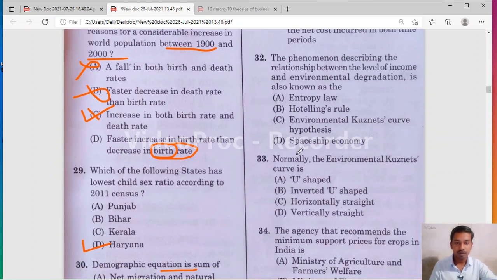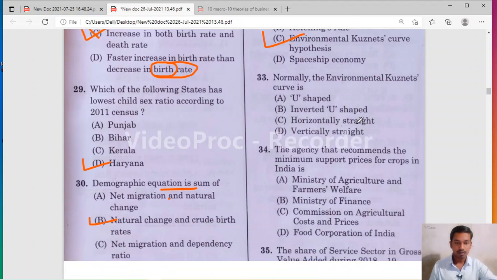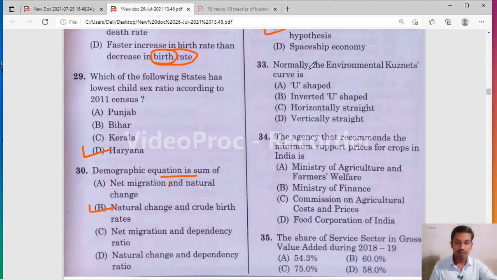Question number 32. The phenomenon describing the relationship between level of income and environmental degradation is also known as the option A, entropy law. Option B, Hotelling rule. Option C, environmental Kuznets curve hypothesis. Option D, spaceship economy. Yes, the relationship between income and environmental degradation is discussed by the environmental Kuznets curve hypothesis. It is also known as the EKC curve. Yes, EKC hypothesis.